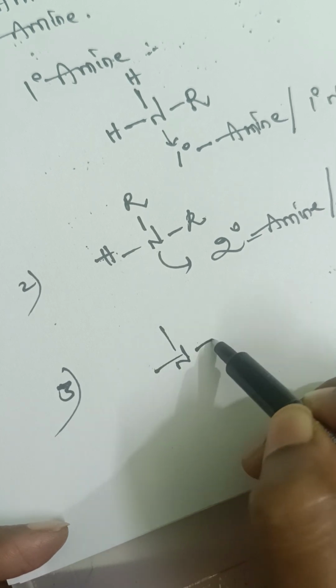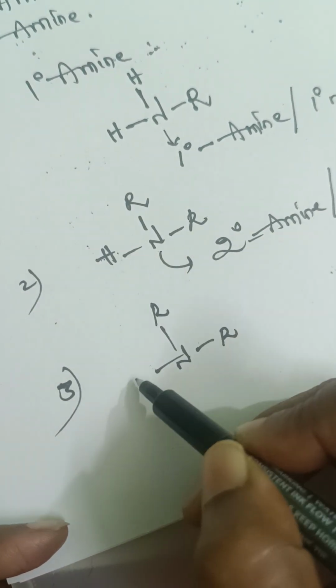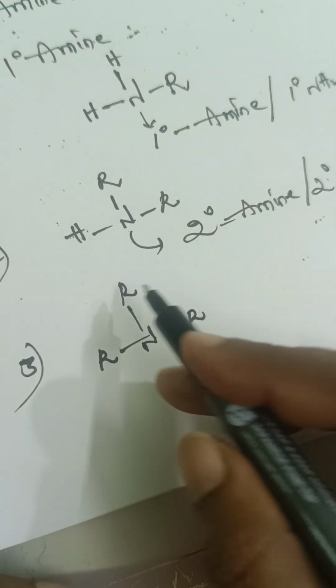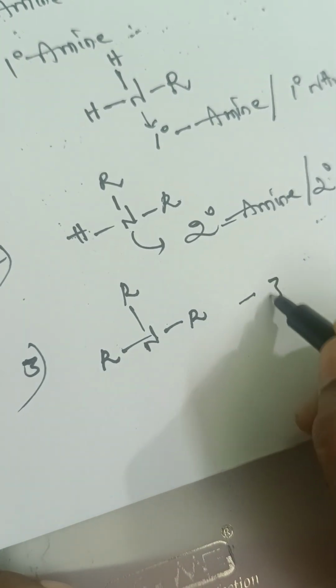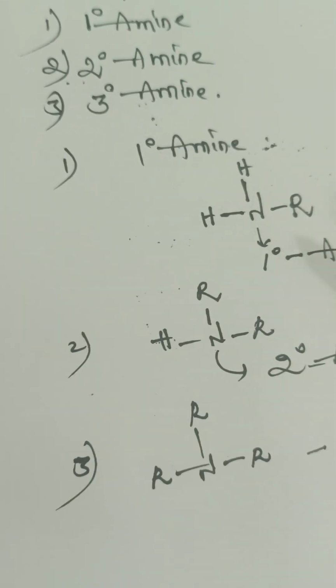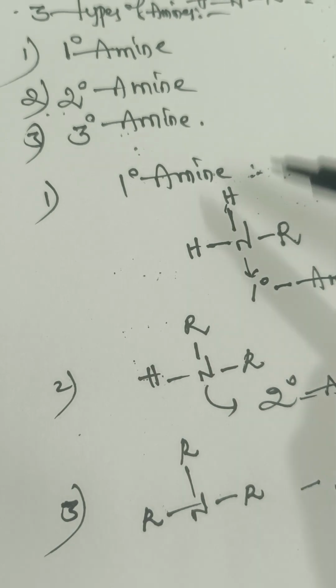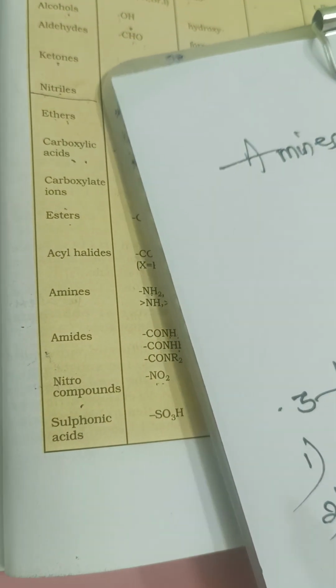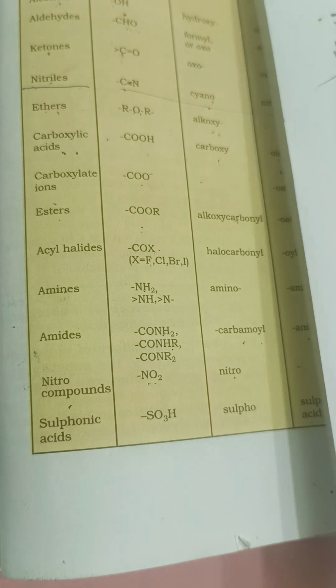Tertiary is nothing but all the bonds present on nitrogen are filled with 3 alkyl groups. So this is a tertiary amine. So these 3 are the concepts which are to be learned in this class of compounds, that is amine. Based on these concepts, they have given you here CnH2.